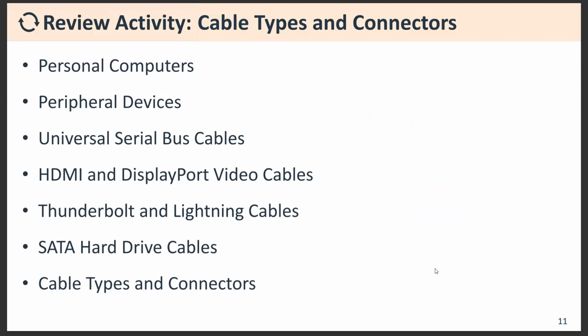After that, we have a review activity about cable types and connectors. This covers personal computers, peripheral devices, Universal Serial Bus cables, HDMI and DisplayPort video cables, Thunderbolt and Lightning cables, SATA hard drive cables, and also different types of connectors and cables.